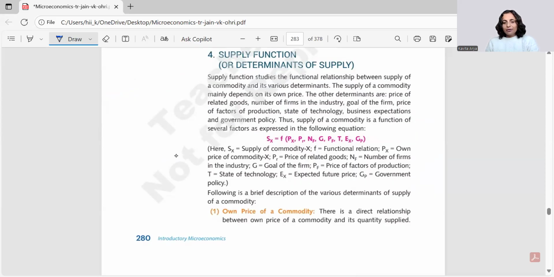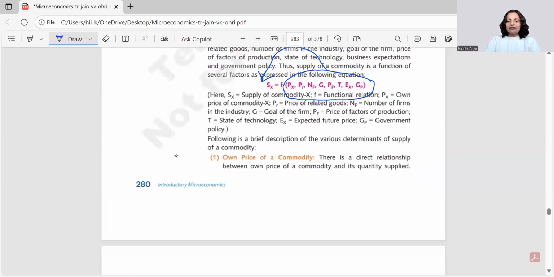As I've told you before also, functional relationship means all these are the factors affecting supply, and any change on the right hand side will bring a change on this supply, right? So what are these factors of supply? First and foremost factor is own price of the commodity. As we see, how does the supply curve move?